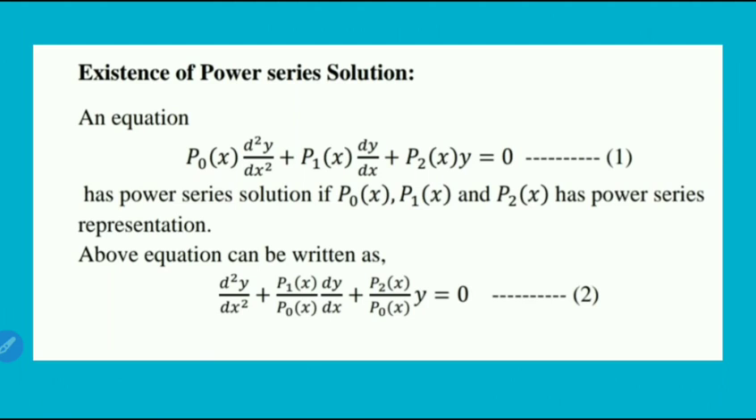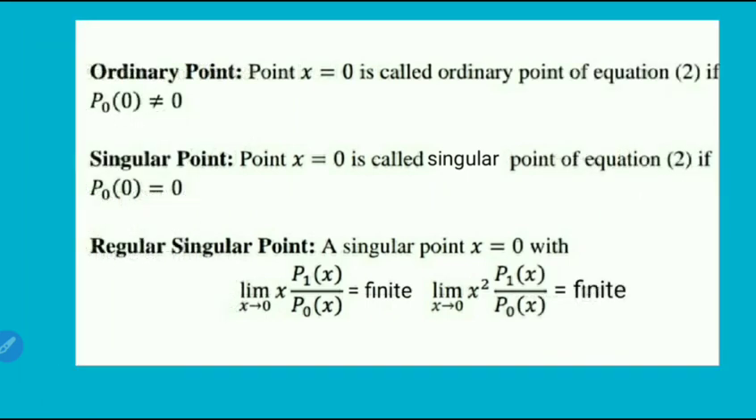Now, when will the solution exist for such differential equations? An equation of the type p0 of x d2y by dx square plus p1 of x dy by dx plus p2 of x y equal to 0 has a power series solution if p0 of x, p1 of x and p2 of x have power series representation. They must be in the form of powers of x, then only we will have a power series solution. Now the above equation can be written, if we divide throughout by p0 of x, in this form. Now we are going to see some definitions which we'll need while solving the examples.